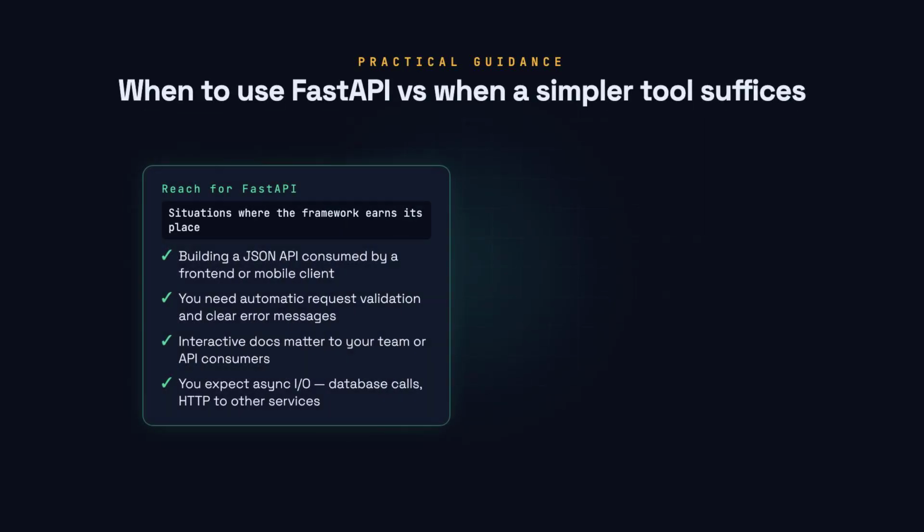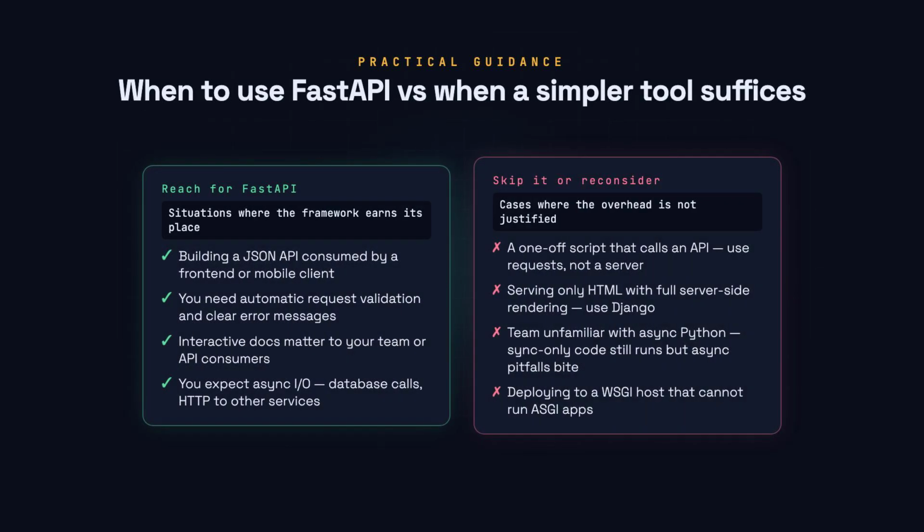FastAPI shines when you are building a JSON API that needs validation, documentation, and async support out of the box. However, if your task is a command line script, a fully server-rendered website, or a deployment target that only supports the older WSGI standard, FastAPI adds complexity without adding value. Pick the right tool for the job. FastAPI is a powerful default for APIs, not a universal answer.